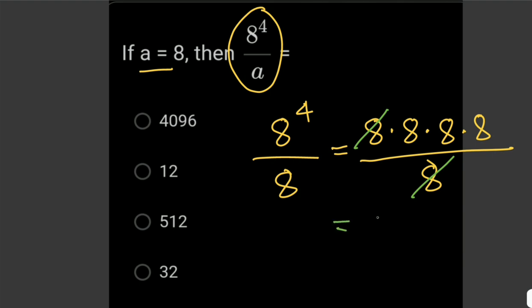Then we'll be left with 8 times 8 times 8. And this is just equal to 512. So 8 times 8 is 64, and 64 times 8 is equal to 512. The answer is this one.